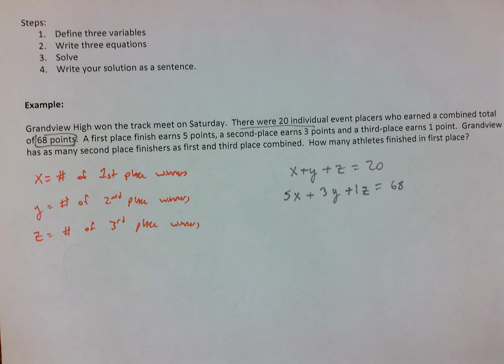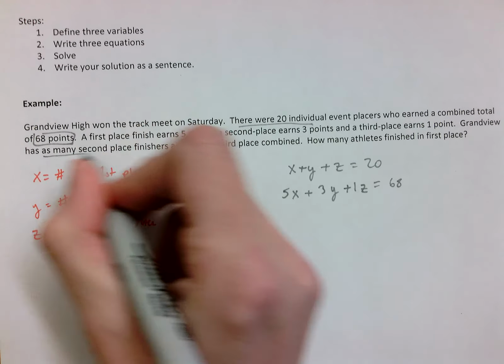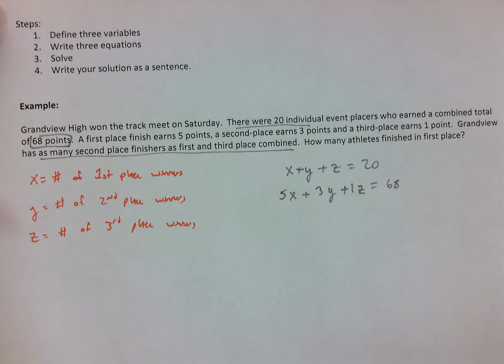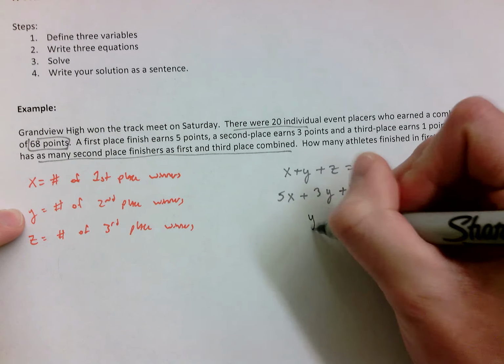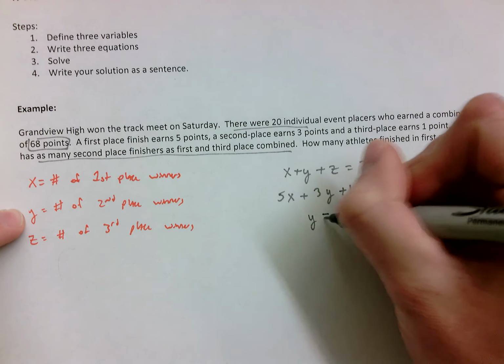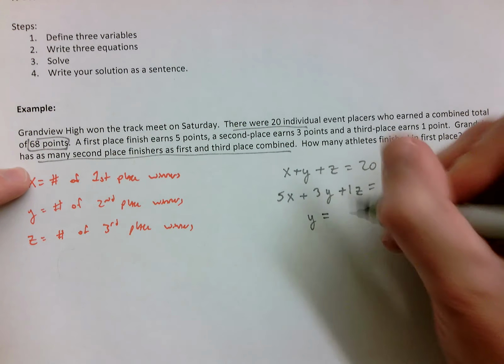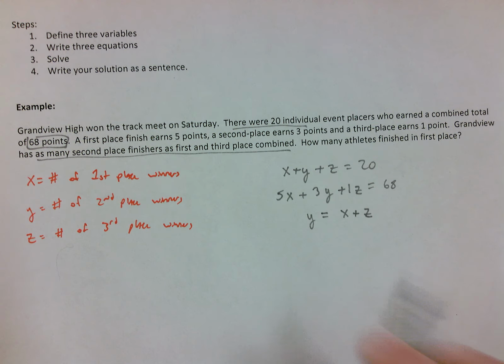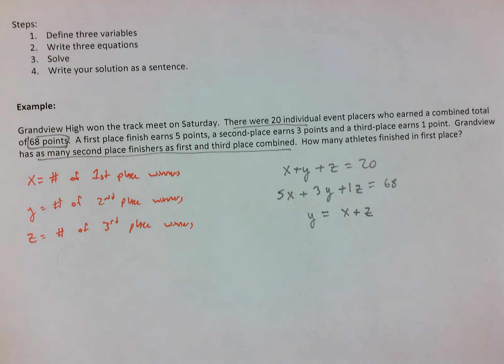All right, and then the last thing that they tell us is that there were as many second place finishers as first and third combined. So the number of second place winners, that's Y, was the same as the number of first and third combined together: y = x + z. Okay, you got to be kind of careful with those equations. And that is my system of equations that we're going to have to solve.